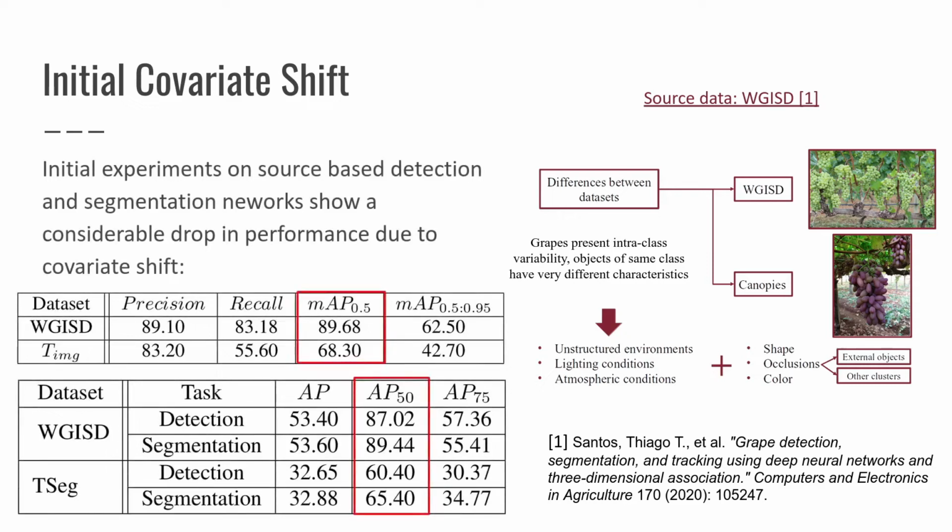To quantify this covariate shift, initial experiments using YOLO and Mask-RCNN trained only on the source wine dataset showed a considerable decrease in performance on the target table grape dataset. Here you can see that the mean average precision decreases by more than 20 percentage points in all cases.